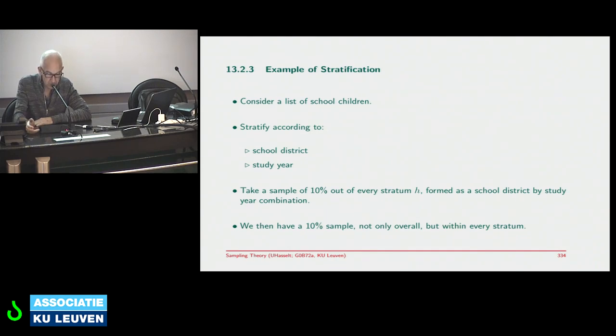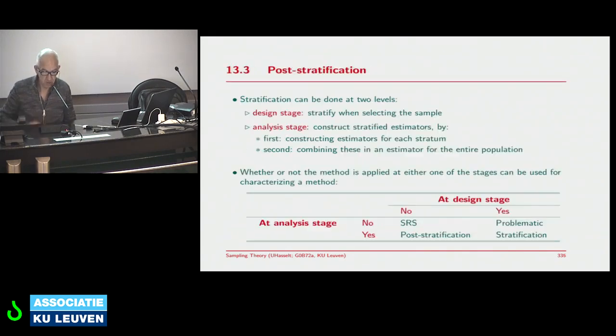Okay, a few examples. You have a list of school children. You may stratify according to school district, study year, and then select 10% out of every stratum. That would be proportional allocation. So you have a 10% sample overall and in each one of the strata separately.